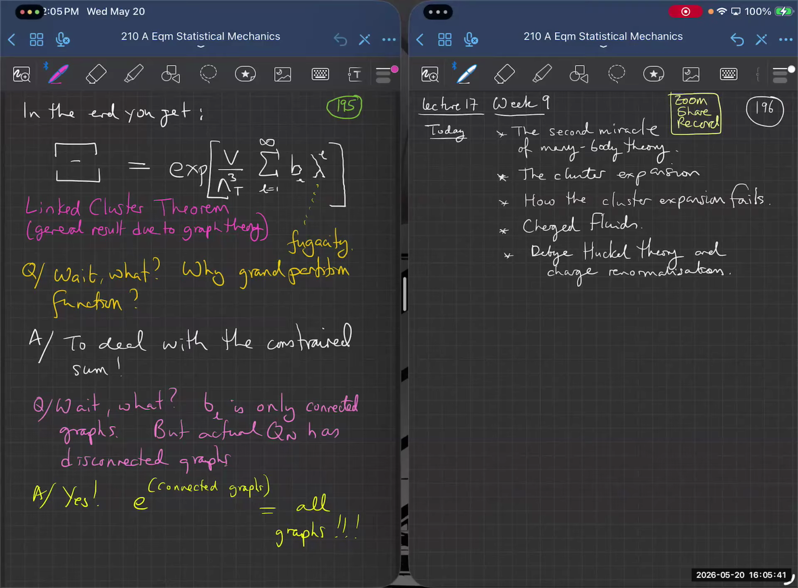So today we're going to talk about the second miracle of many-body theory. I'm going to scoot through it. You will not be able to follow the algebra. I want you to just follow what it is that we're trying to get. And that's the most important point.